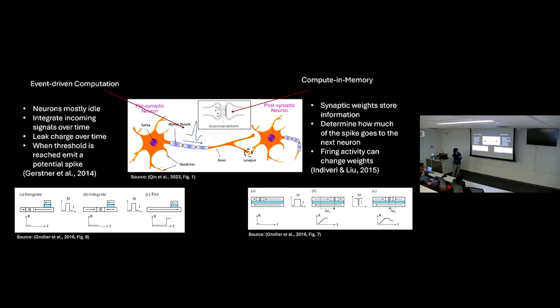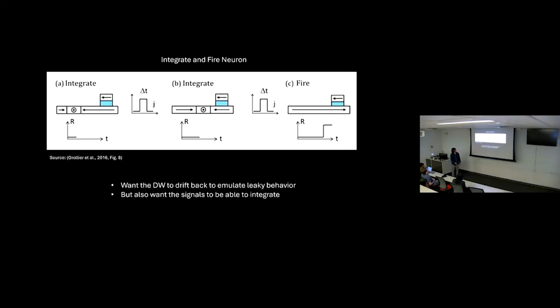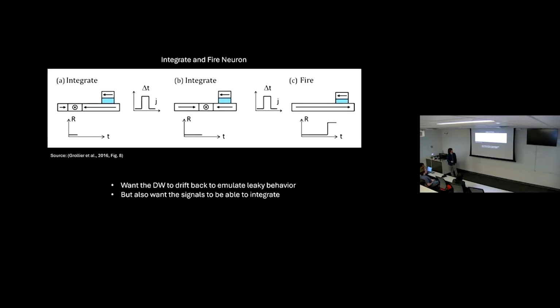Then there's also, for the integrate-and-fire neuron, we don't actually want it to stay where we put it because we want it to be leaky like the neurons, where if it hasn't had an input in a while, we want it to slowly go back to normal. But we don't want that to happen too much because we also want it to be able to integrate.